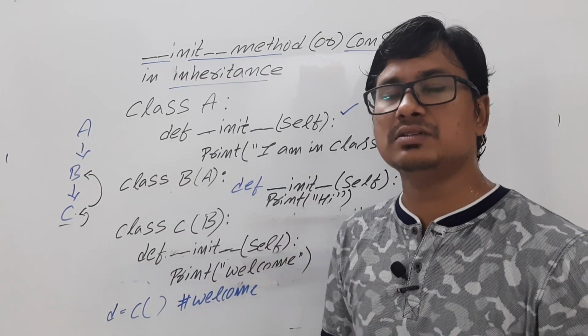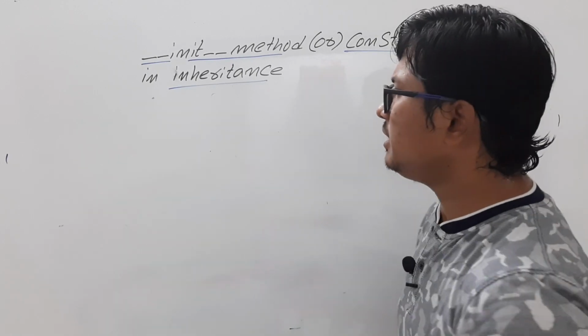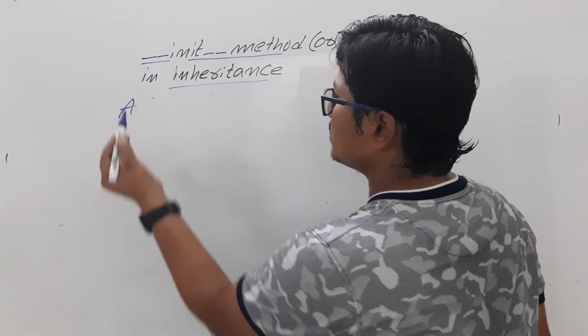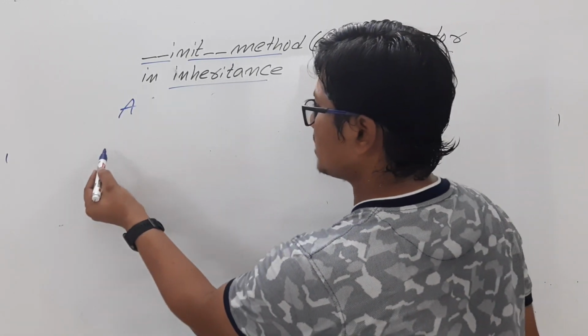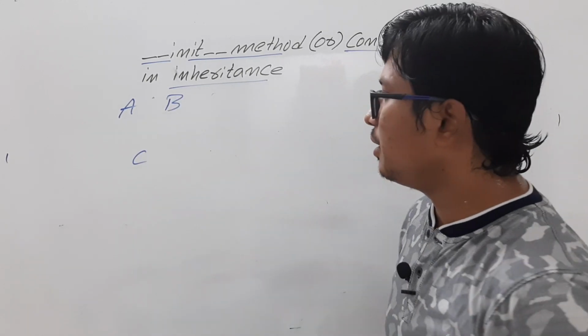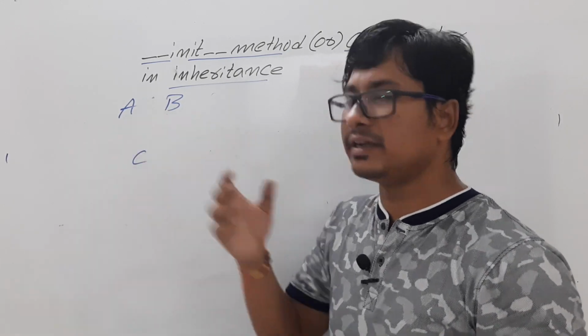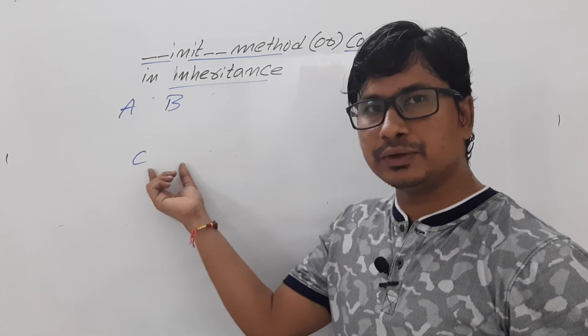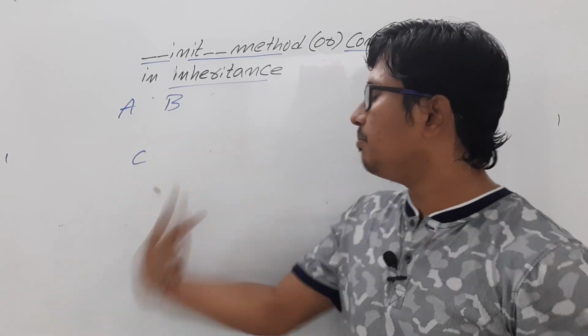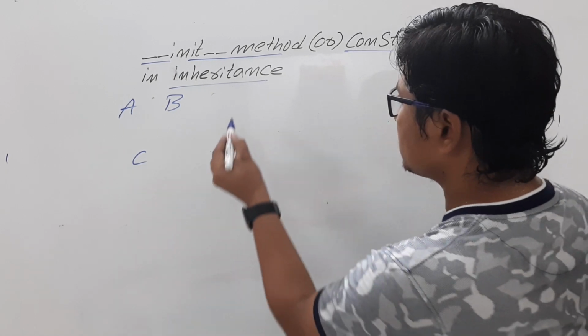Now let me discuss how it will work in multiple inheritance. In multiple inheritance, you have a class A and a class B, and you have the class C. Now you want to inherit the properties of class A and class B. That also you can do. So this one we will call multiple inheritance. Look at here, let me discuss an example.